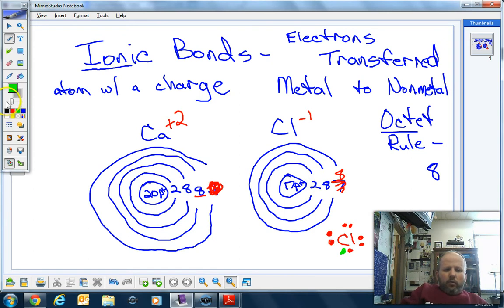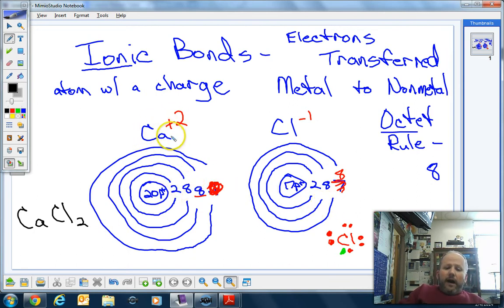So you have calcium and 2 chlorines. This is the only corner we've never put a number in. We've put atomic number in this corner, mass number in this corner, charge in this corner. We've never used the lower right corner. Now we will, because that's where we'll put the subscript that tells us how many of these we have. So calcium chloride, CaCl2.